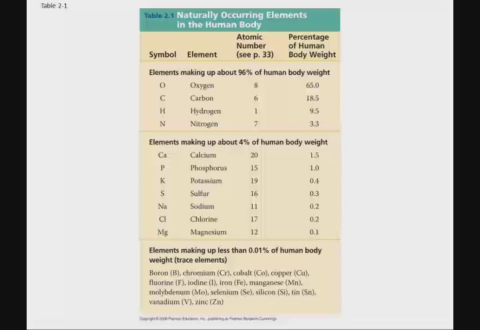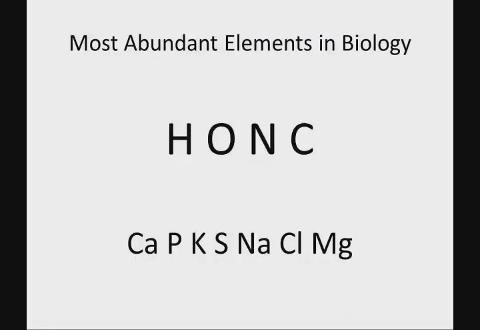Now, speaking of biology, we want to focus on the elements that are most abundant in biological systems. And this chart here gives you a great summary. HONC, these top 4, hydrogen, oxygen, carbon, nitrogen, are going to be our most abundant. 96% of the human body is HONC, which is the case for most organic matter. And then we have calcium, phosphorus, potassium, sulfur, sodium, chlorine, and magnesium. You just need to memorize these and have them in your head. HONC is easy because it kind of makes a word.